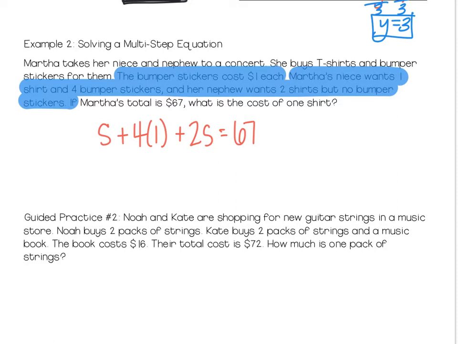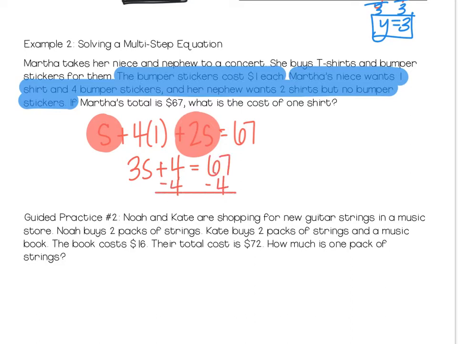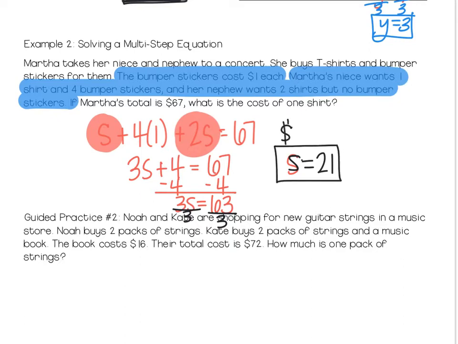So this looks just like the one we just did. We're going to have to combine like terms, and we get 3s plus 4 equals 67. Subtract 4 from both sides, and 3s equals 63, which means if you divide both sides by 3, you get s equals 21. So the shirt cost $21.